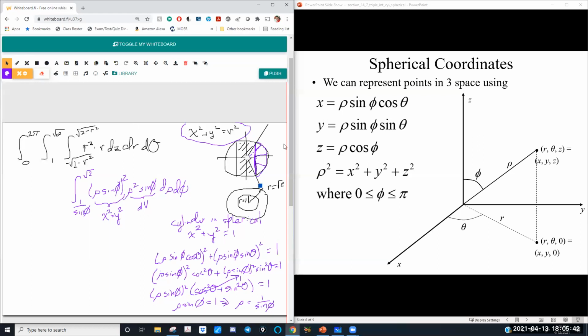So we have to figure out basically, phi's lower limit is going to be this angle here. Phi's upper limit is going to be this angle here. Now my drawing is getting just a little too messy. So let's come down here and talk about phi.